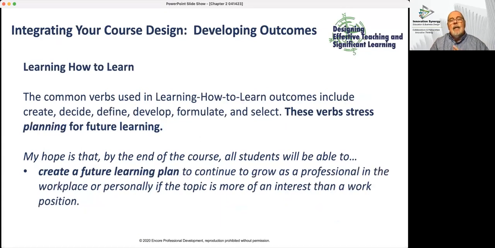And finally, the piece that we're probably most negligent in is the learning how to learn piece. And you can see, again, the verbs don't necessarily get newer or any different, but we really want to stress verbs that are talking about planning for the future. How are they going to use this in the rest of your curriculum? How are they going to use this in lifelong learning? How are they going to use this in the workplace?